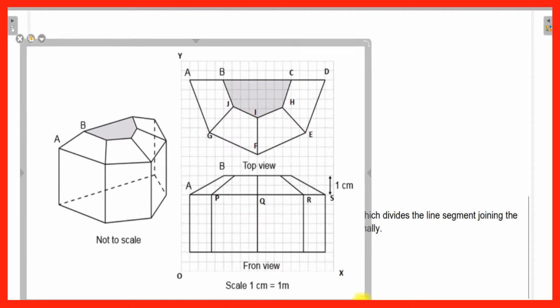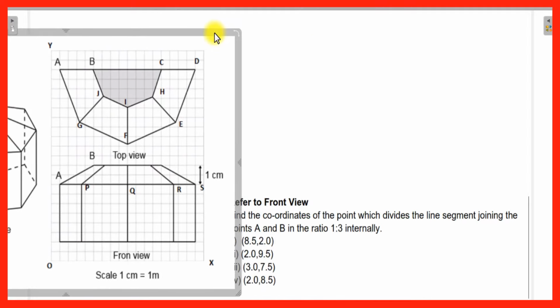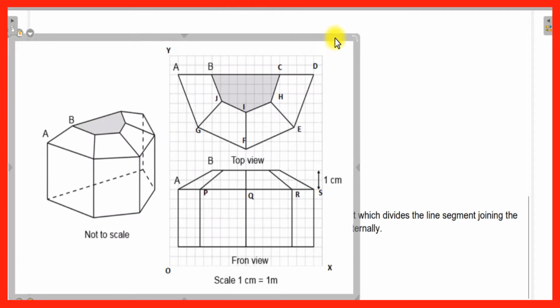I increase the view. This is the front view, and you have to find the A and B points. This is the A point and this is the B point. So first you will have to find the coordinates of this A and B.